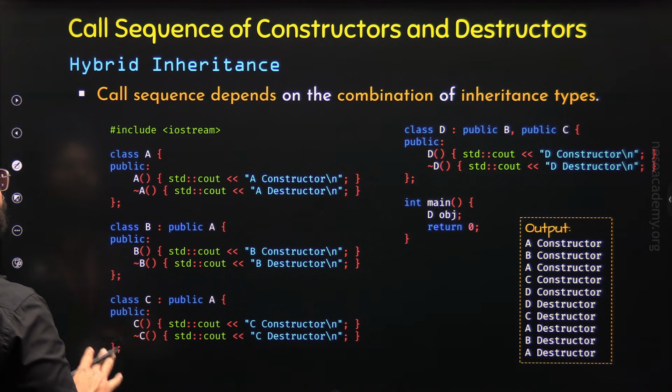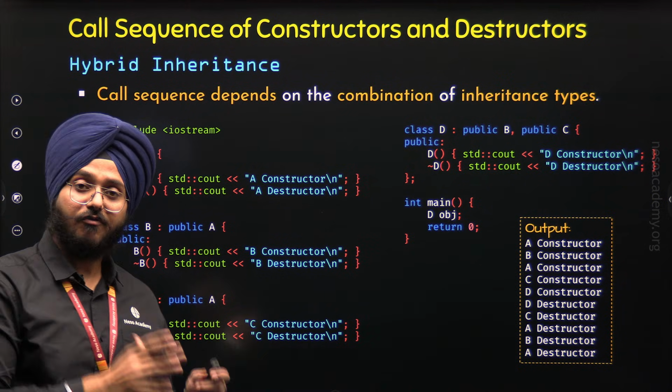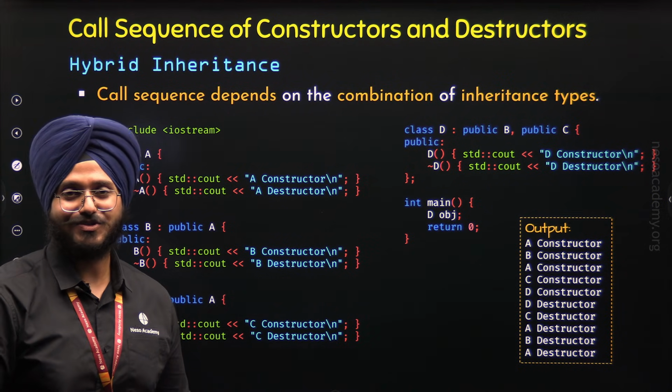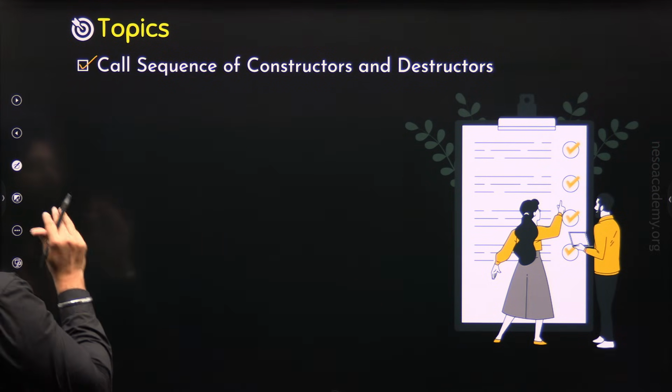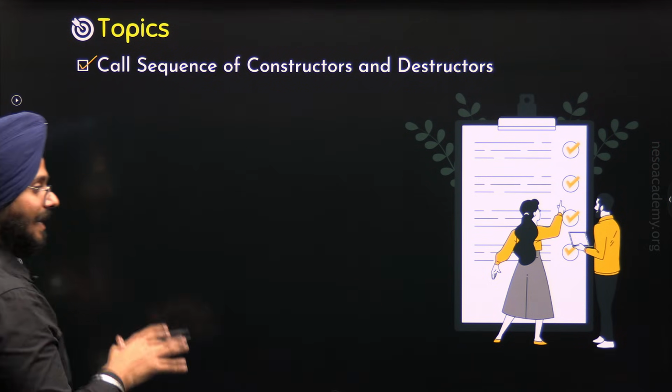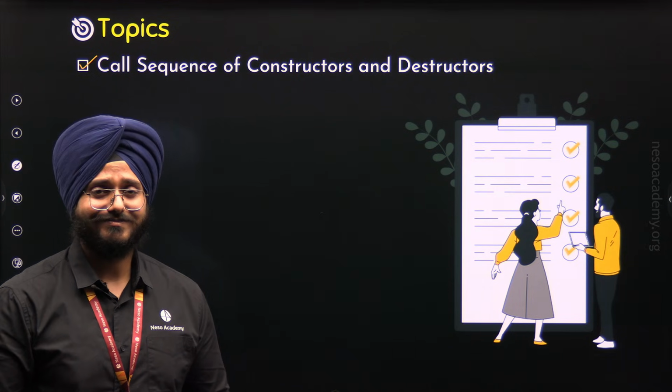Now, we know what is the call sequence of constructors and destructors for different types of inheritance. This means we are done with this topic, call sequence of constructors and destructors. And this means we are done with this lecture.